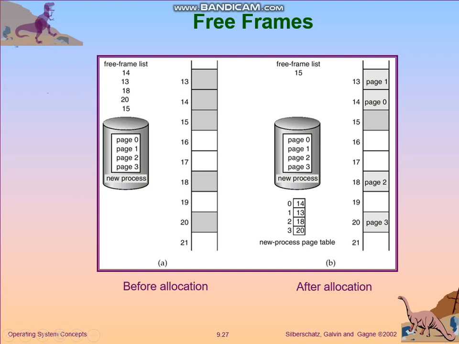This page table contains the index, page numbers and then the frames. Page 0 is stored in frame number 14, page 1 in 13, page 2 in 18. So like that you have a page table and the physical memory. All the data or the pages will be there in the physical memory. Even this page table will be stored in the physical memory.